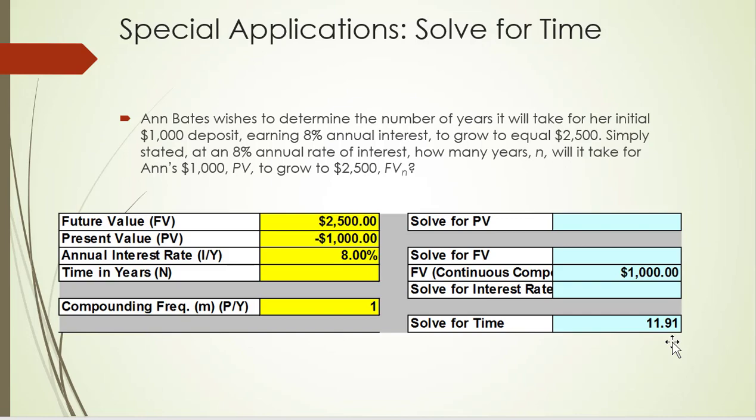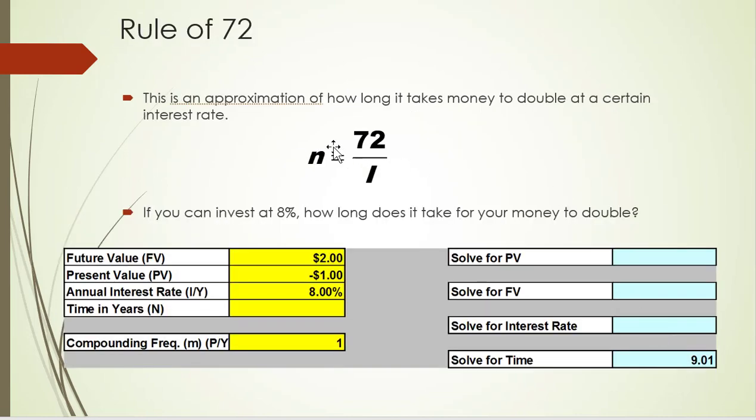Now, that's a nice question, but not really the best question for time. Typically, when we think about asking questions for time, you want to ask questions about doubling. How long does it take for your money to double? Now, we have an approximation for that. The approximation is called the rule of 72. So 8% divided into 72 says roughly it takes 9 years for a number to double.